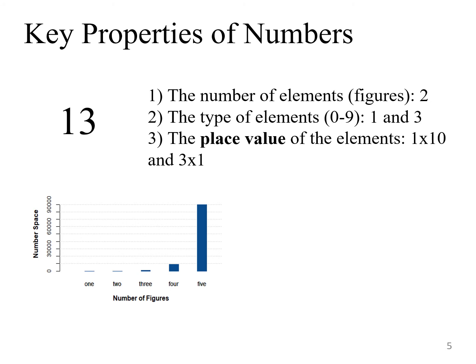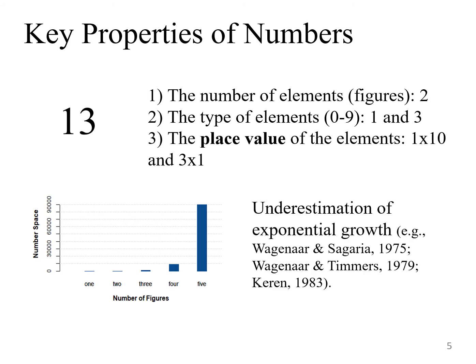What is actually hard is to understand place value. Even for adults, it is difficult to understand how exponential growth works, and it is often underestimated. So if we assume that children in second grade only understand the first two properties, we can make predictions how their estimates will look like.